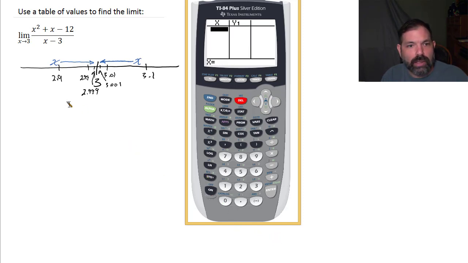Alright, so now let's look on the left first. So let's start at 2.9. And then let's go to 2.99 and hit enter. And 2.999. Let's do one more, 2.9999. All right, let me drag that over here.